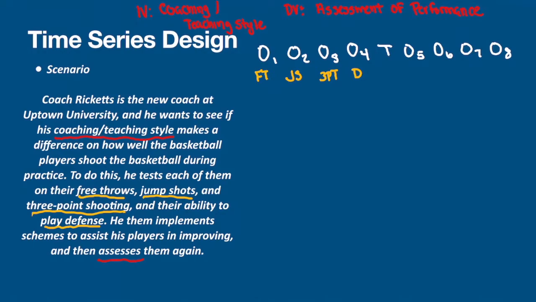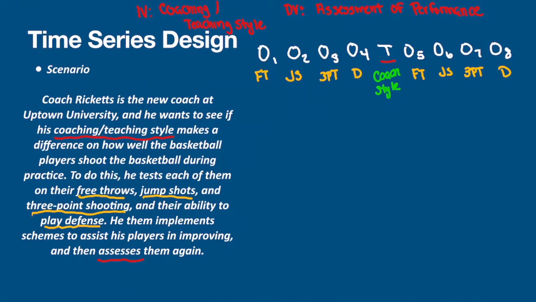Now, here comes our T. We've identified this earlier. Our T is our treatment, or our independent variable. After the coach has implemented his coaching and teaching style, we're going to have an assessment of those same things again. But right before that, I'll make sure that we label that this is the coaching style here. And right after this, we're going to have the assessment of those same things. We're going to assess free throws, jump shots, three pointers, and also defense.